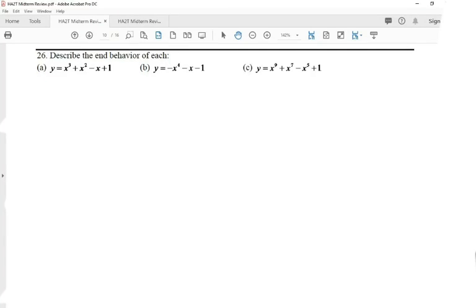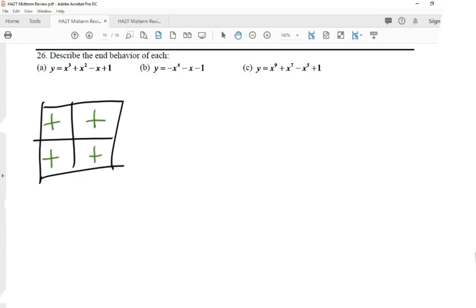26 end behavior. Here's a quick review. I made up a dumb little chart thing that you guys might find helpful. Do you guys remember that guy? Yeah. So I'm going to put an X, Y thing in every single one of those. And then I'm going to do this kind of thing. Oh, it's kind of sloppy looking.